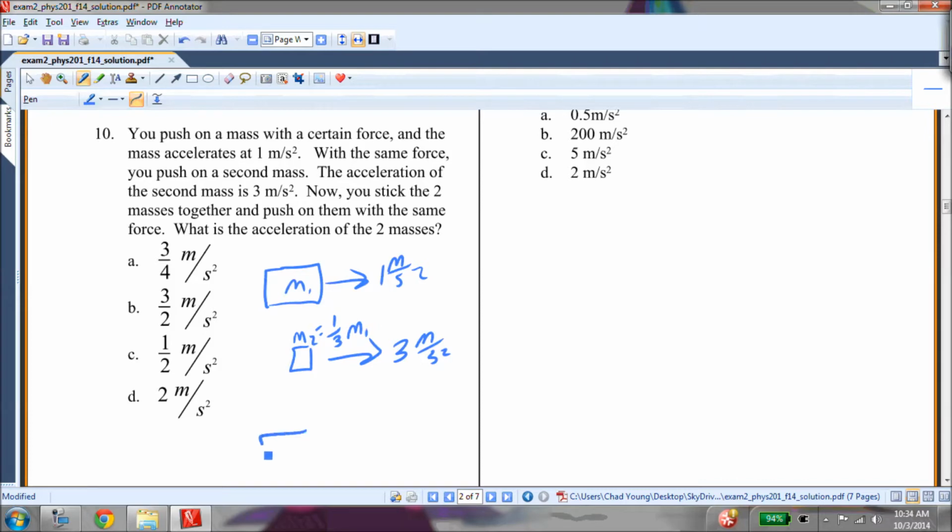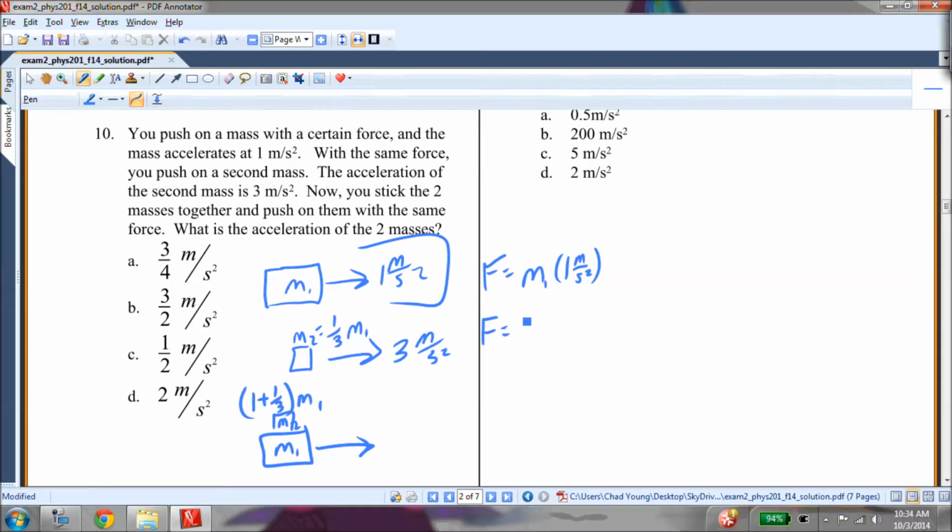All right, so if I put them together, M1 and M2, which is going to be 1 plus 1/3 of the original mass, M1, what is my new acceleration? Well, up here, I had F equals ma, and I had 1 meter per second squared for a given force. That's for M1. All right, given the same force, and now 1 plus 1/3, that's 4/3 of M1, I have to have 3/4 of my original acceleration. So 3/4 is the answer.